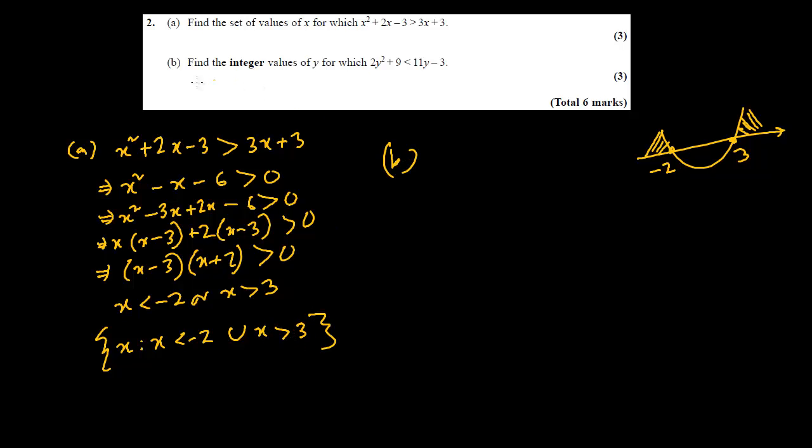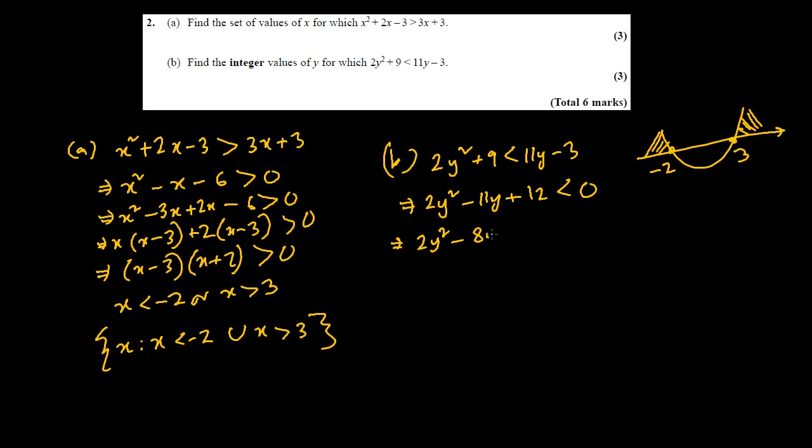In question number B, we have to find the integer values of this. So 2y squared plus 9 less than 11y minus 3. So again, let's bring everything on the left hand side. 2y squared minus 11y, and 9 plus 3 is going to be plus 12 less than 0. This one is less than. So 2 into 12, for middle term break, you have to multiply this with this. That is 24. And if you want to get 11, so 8 threes are 24. That would be minus 8y minus 3y plus 12 less than 0.